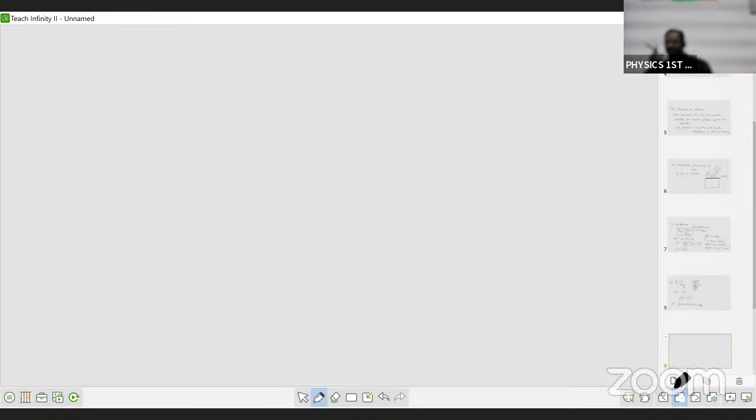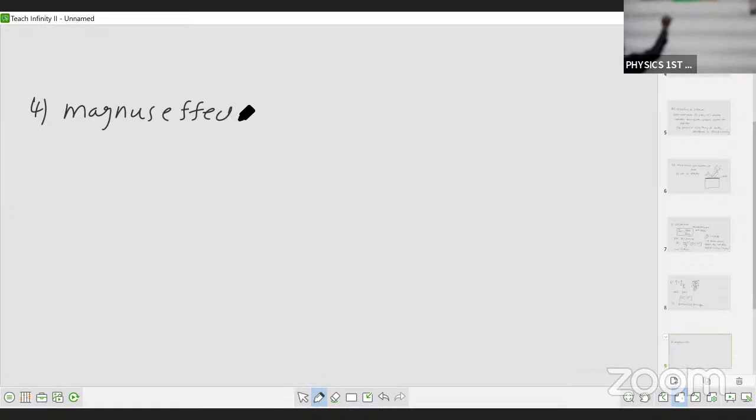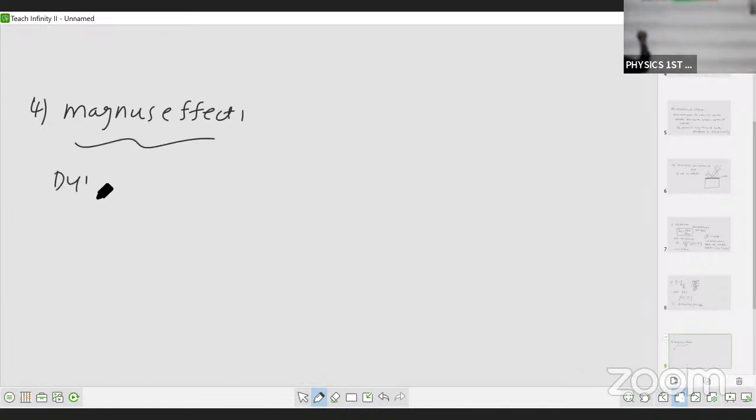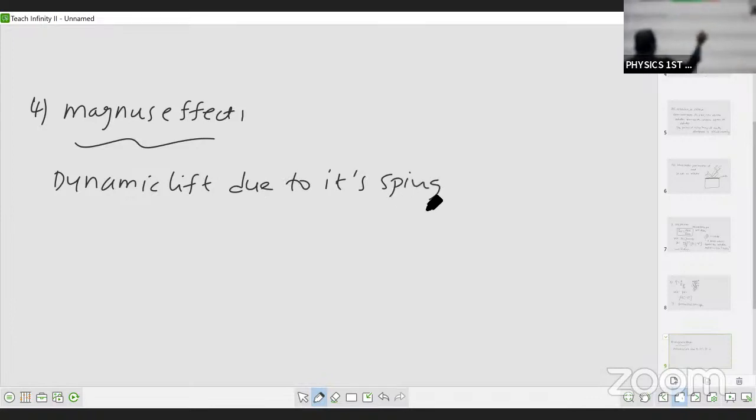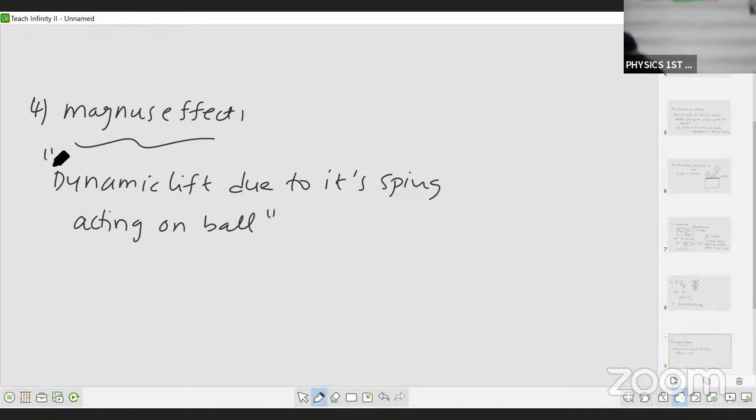Next, question number 4, Magnus effect. Magnus effect means, student, a spinning ball. Dynamic lift acts on a spinning ball. Dynamic lift acting due to spin. When a ball is in a spin position, dynamic lift acts, and that is only the Magnus effect. So for Magnus effect: the dynamic lift due to its spin acting on a ball, that is what we call the Magnus effect.